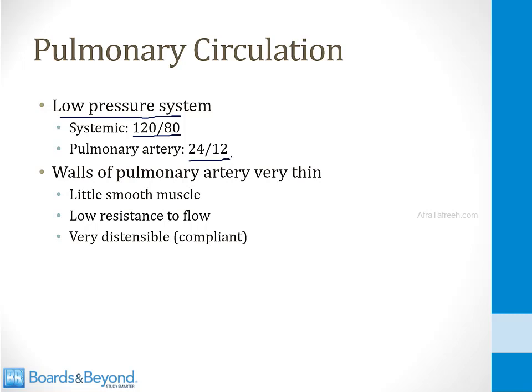For this reason, the walls of the pulmonary arteries are very thin relative to arteries on the systemic side of the body. They have less smooth muscle. They have less resistance to flow, and they are very distensible, meaning they are very compliant. This also has implications in our heart.